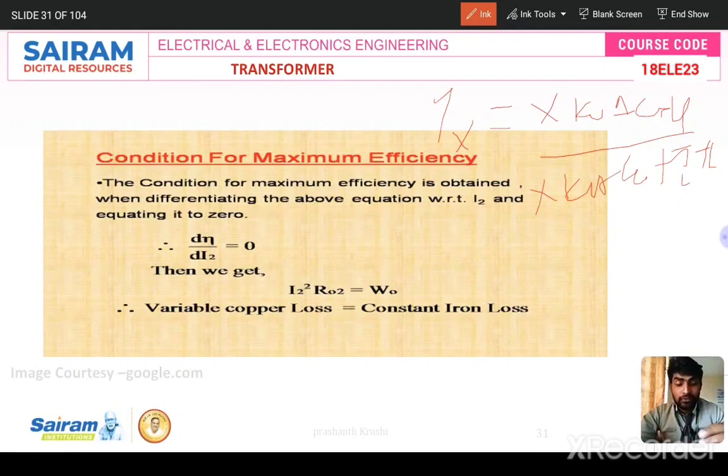We will solve some problems based on efficiency, condition for maximum efficiency, and turns ratio and EMF equation of transformer. Just remember the formulas, you will get only 4 to 5 formulas. Based on that only they are going to ask questions in your examination. Just remember the EMF equation, turns ratio, efficiency of transformer, condition for maximum efficiency, and X load formula.